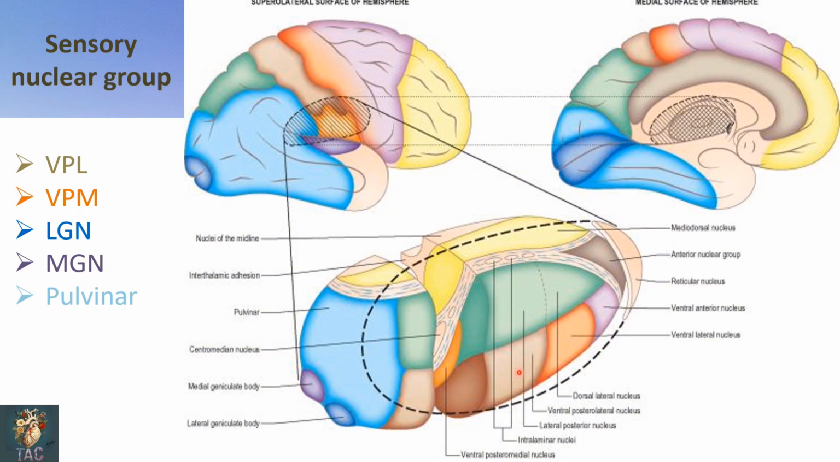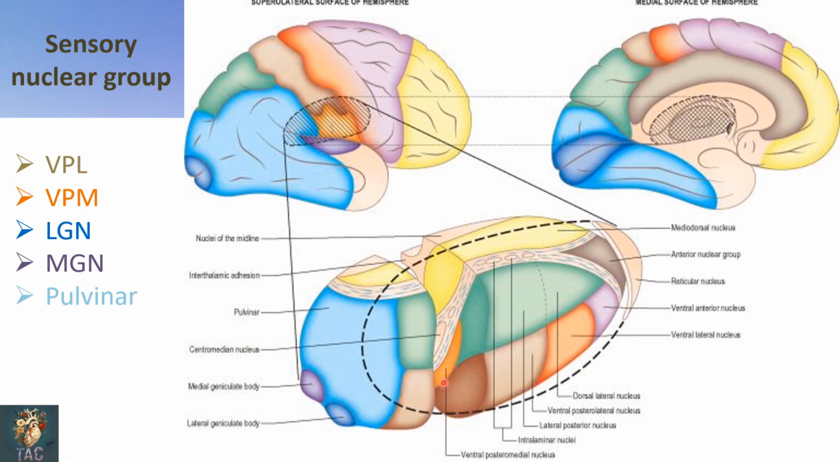Very closely related to this area is the ventro-posteromedial nuclear group, which is present also in this area. Sorry, this one is the ventro-posteromedial nuclear group, which is present here. This takes information from the trigeminal nerve and also the gustatory impulses from the head and neck region.